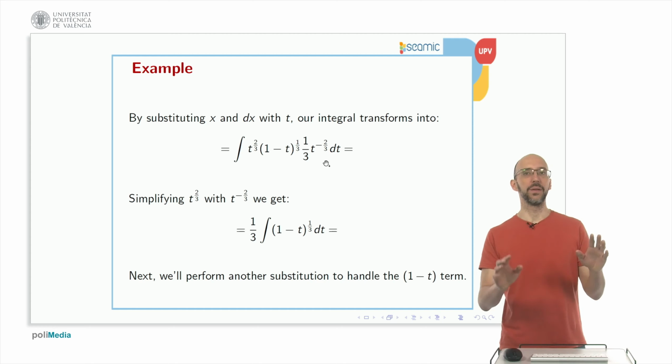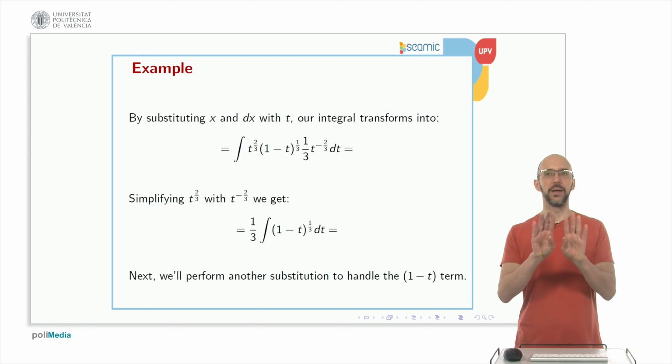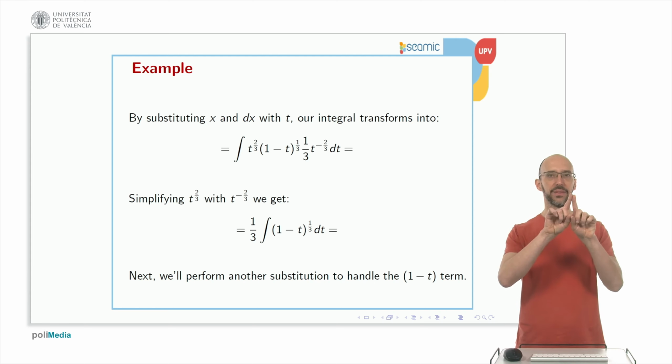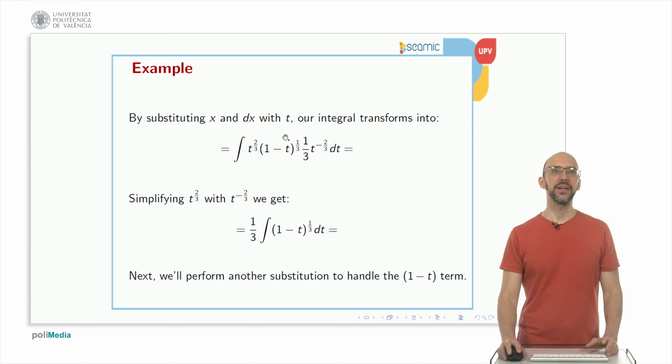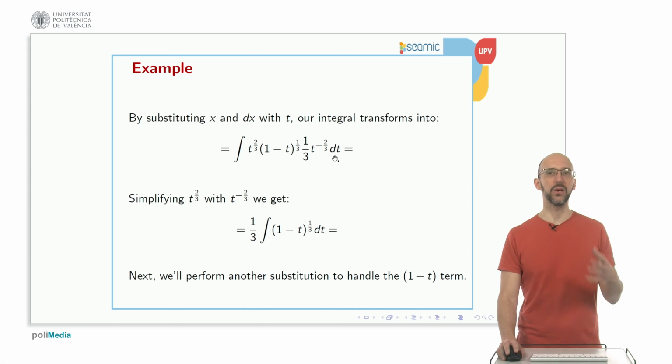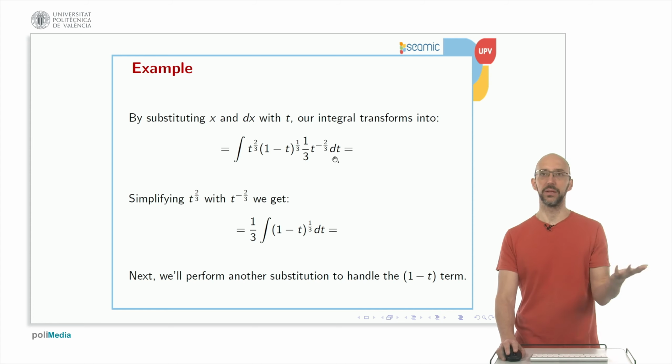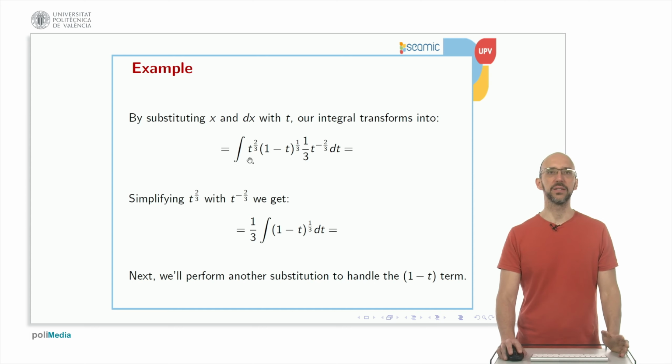When we are multiplying powers with the same base, the exponents add. So t to the power 2/3 times t to the power minus 2/3 is equal to t to the power 2/3 minus 2/3. That is 0, so t to the power 0 is 1. So this term and this term disappear. The 1/3 is written outside. So the new integral we need to deal with is that one.